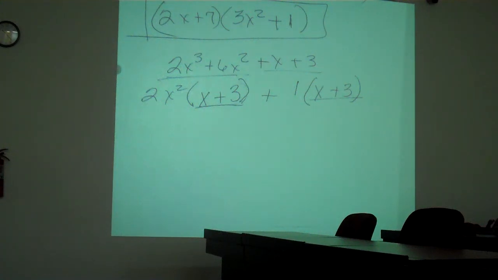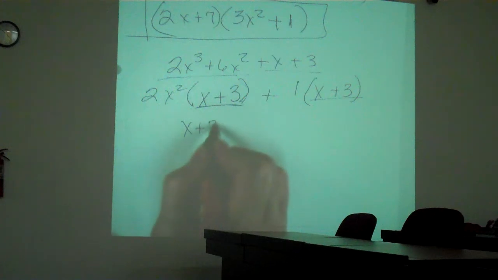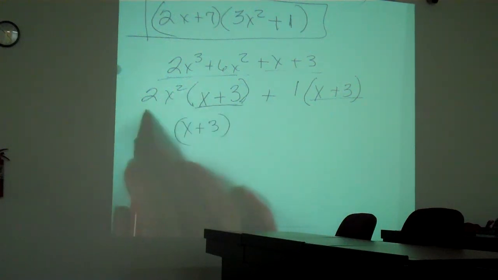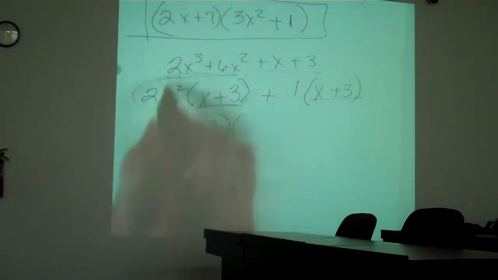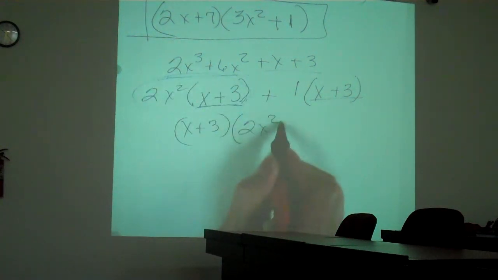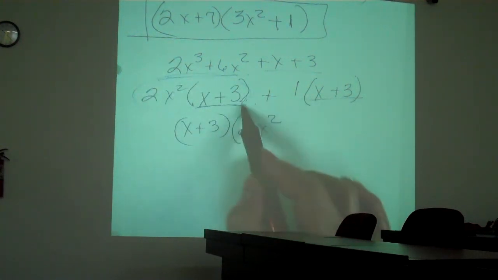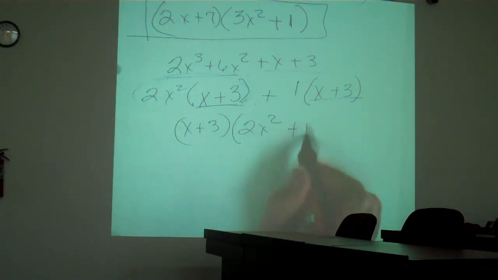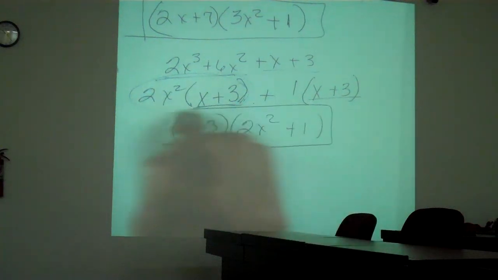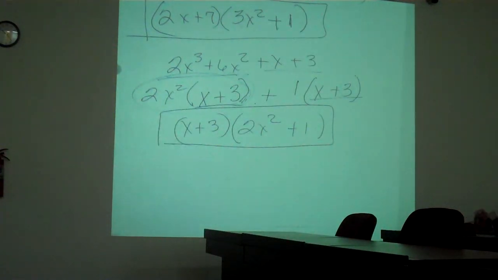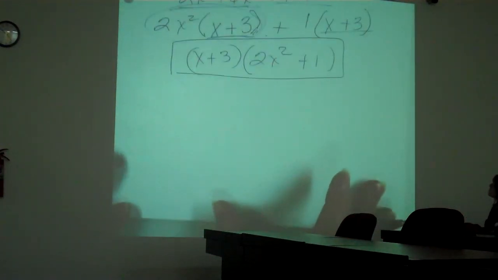Okay, what do they have in common? X plus 3. To get the first term, what are you going to multiply? 2x squared. To get the second term, do the plus 1. That's factoring by grouping. We better do a couple more of those, huh?